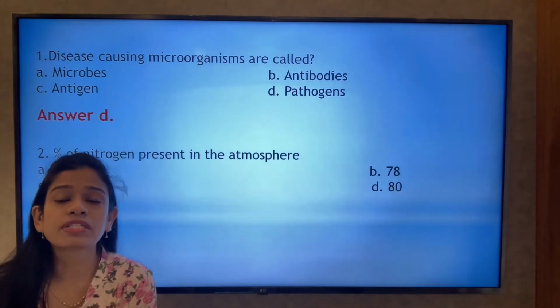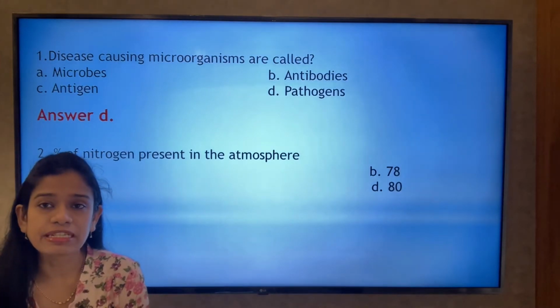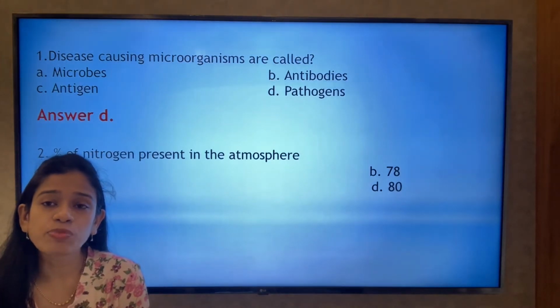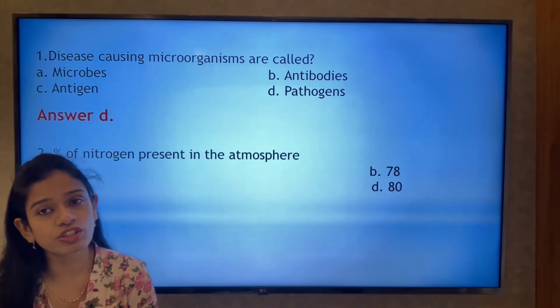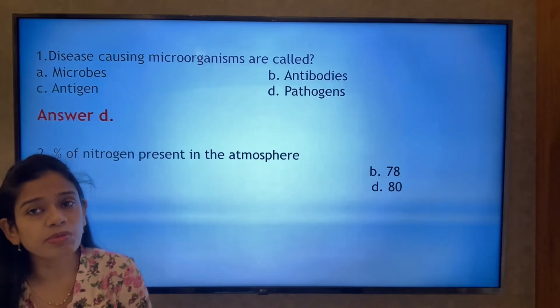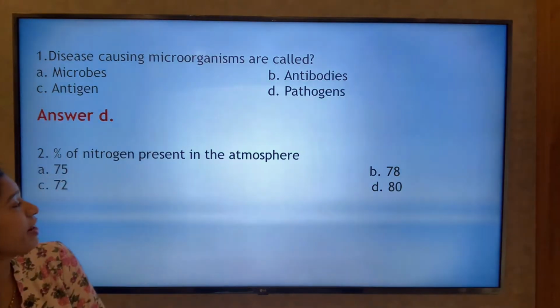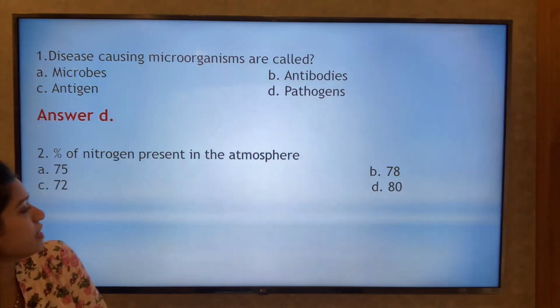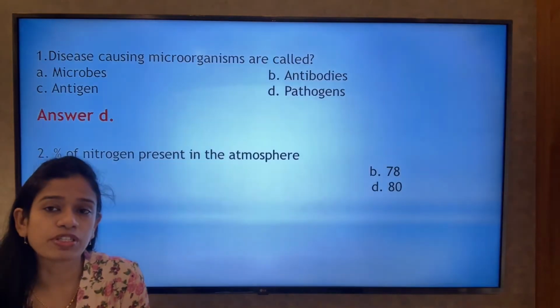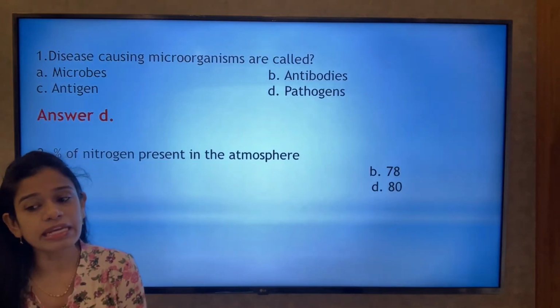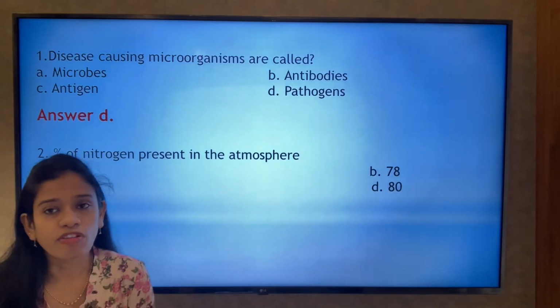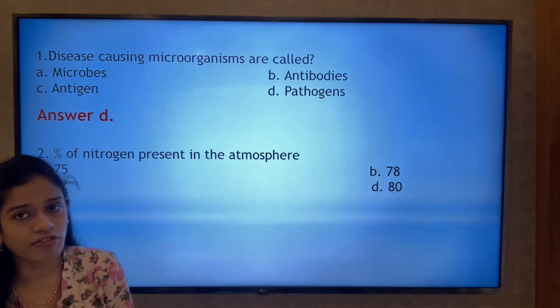The next question, percentage of nitrogen present in the atmosphere. So what percentage of nitrogen is present in the atmosphere? That is, the atmosphere consists of what percentage of nitrogen? It is the maximum amount of atmosphere constitutes the nitrogen. Is it 75%, 78%, 72 or 80%? So the correct answer is B, 78% of nitrogen is contained in that of atmosphere.